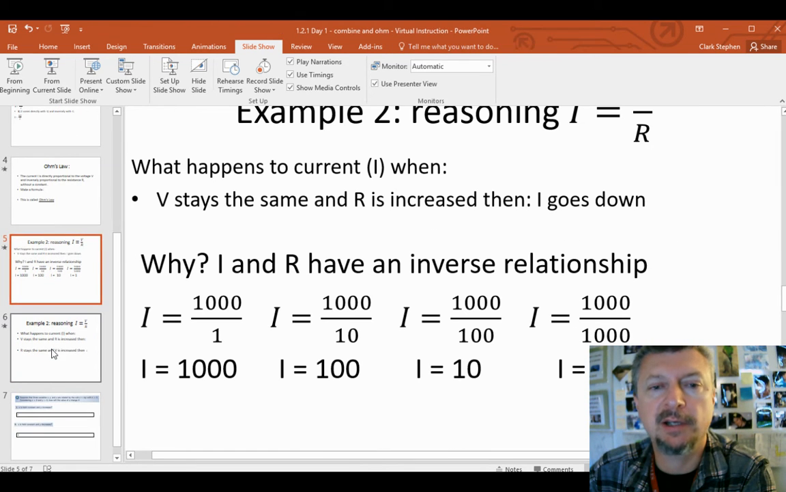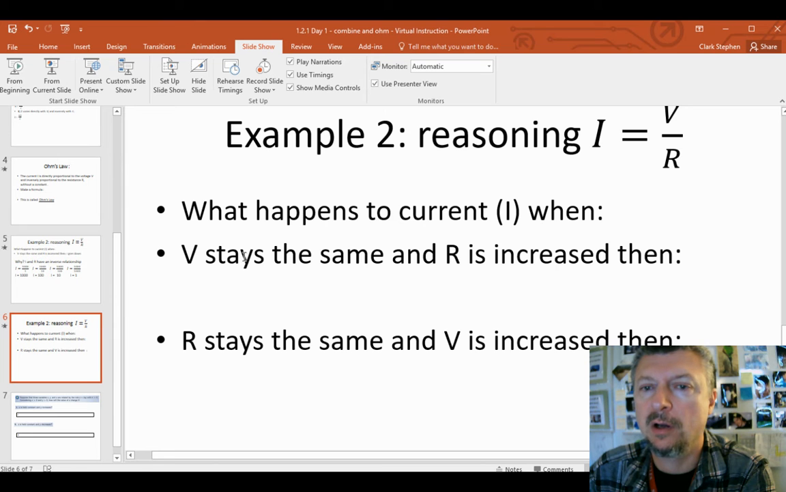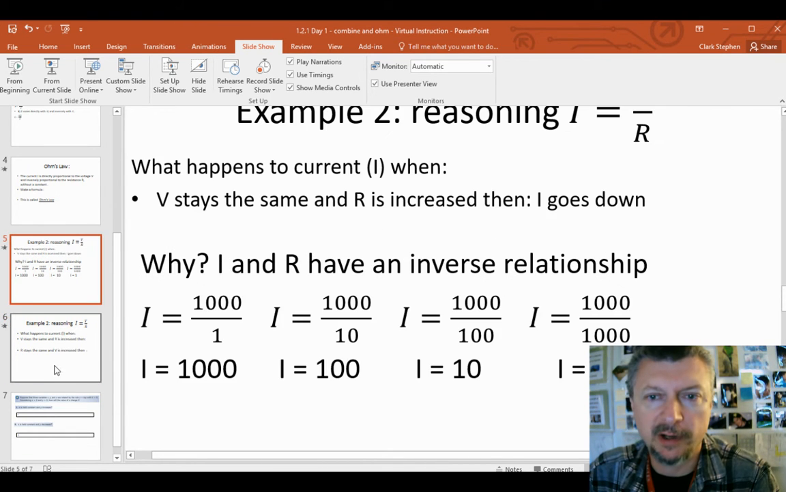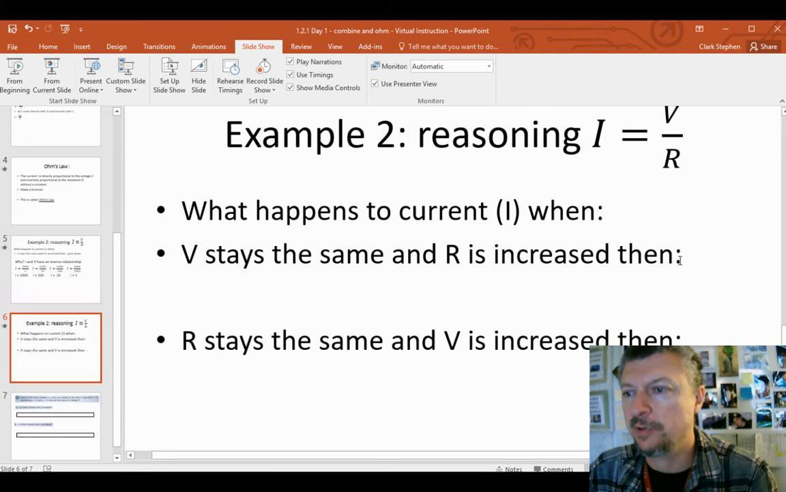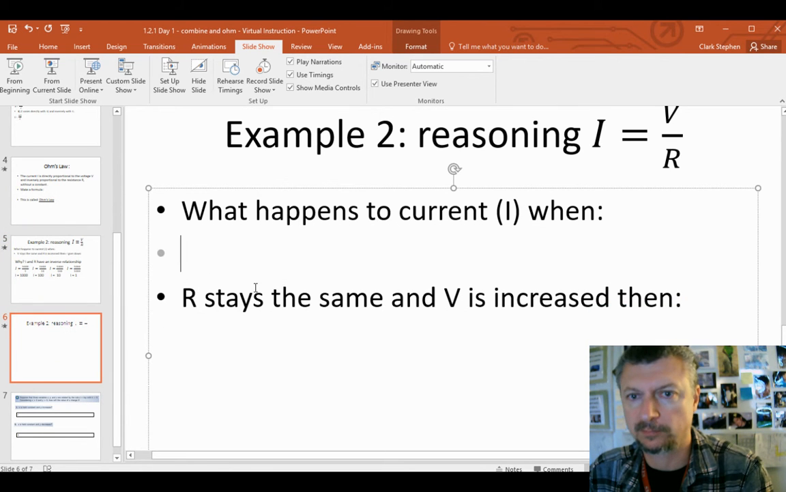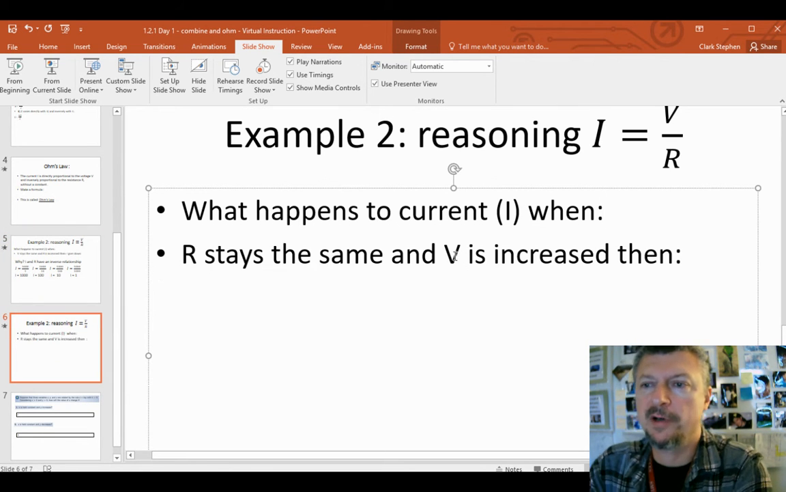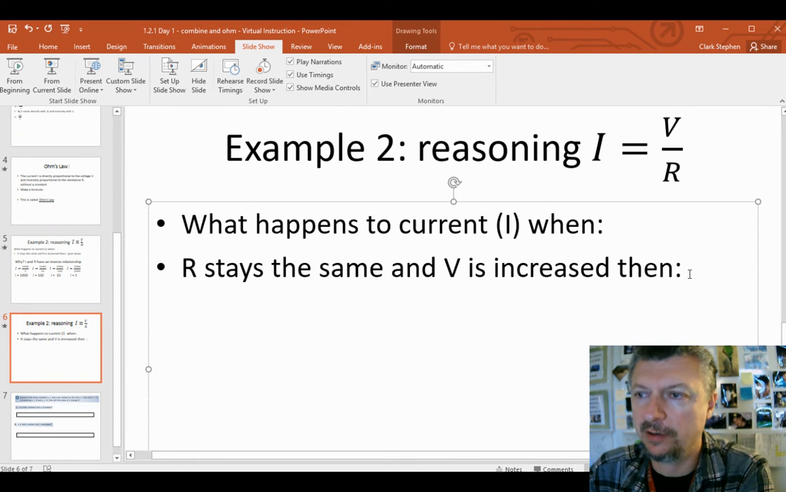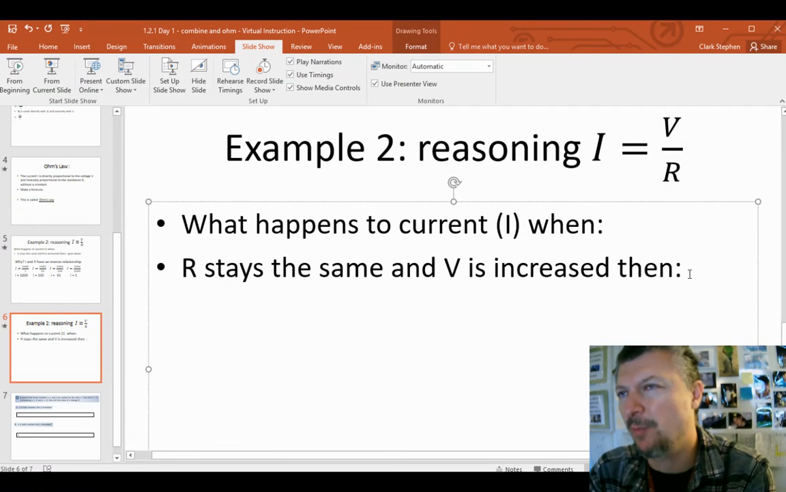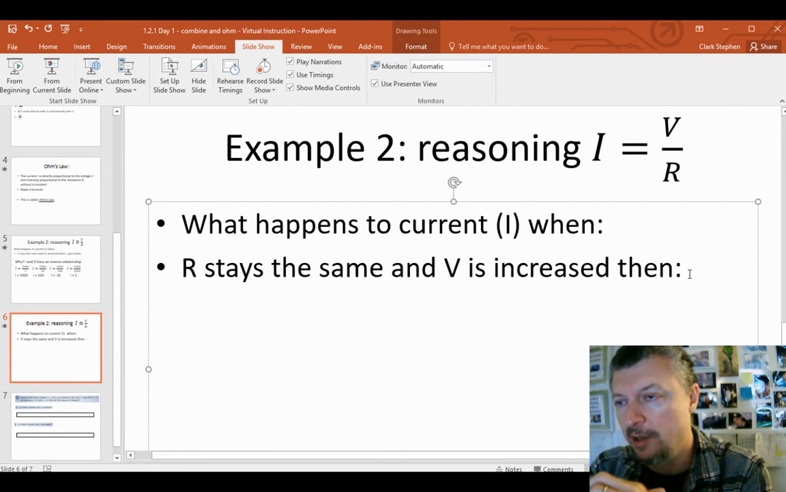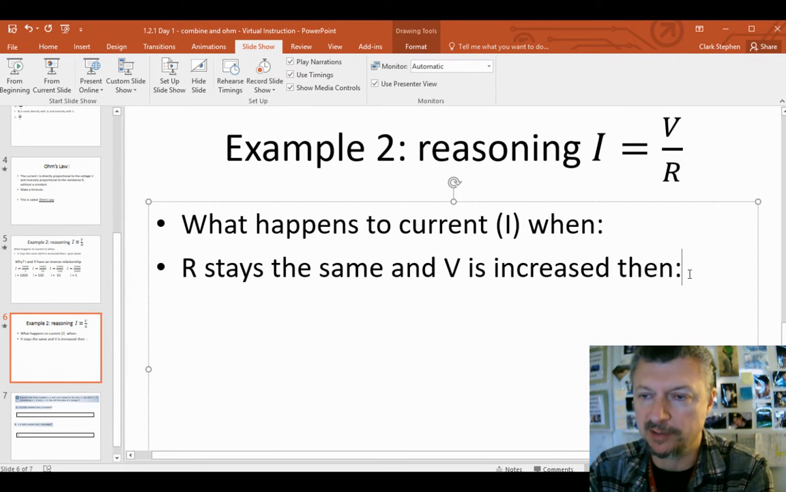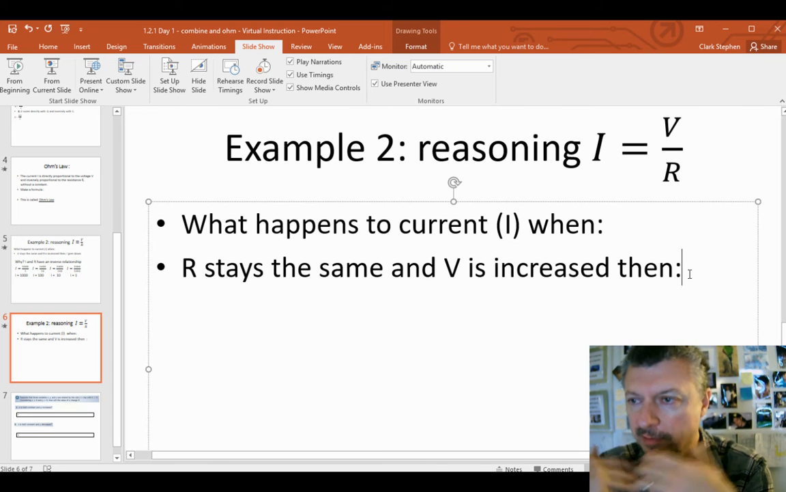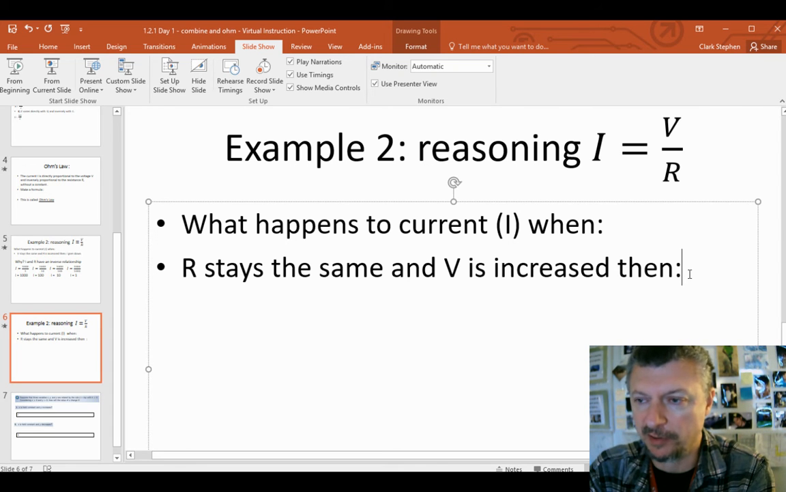Okay, let's take a look at this one. V stays the same. Oops, we just did that one, right? Okay, so we did this one. What happens to current I when R stays the same and V is increased? So what V is going to be, it's not multiplied by a K because there's really no K there, but it's going to make the number bigger because it's on top of the fraction. If the number on the top of the fraction is bigger, then I is going to be bigger.